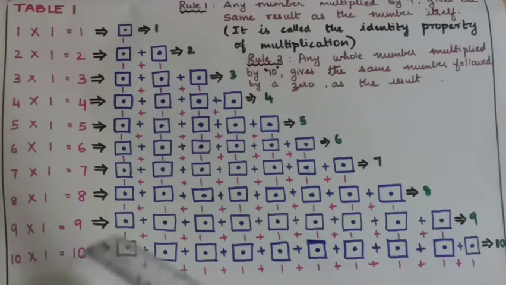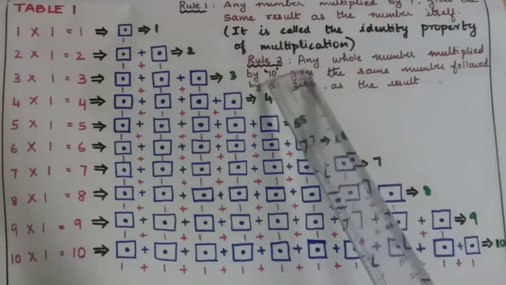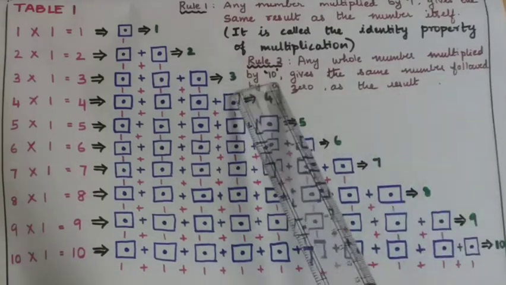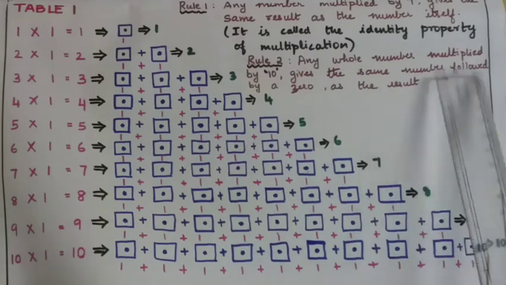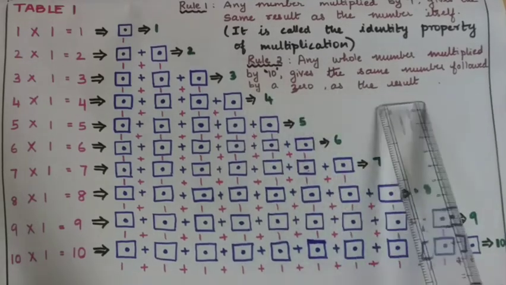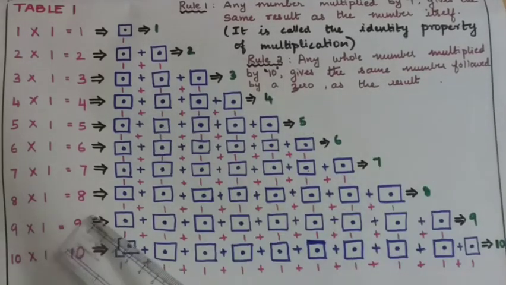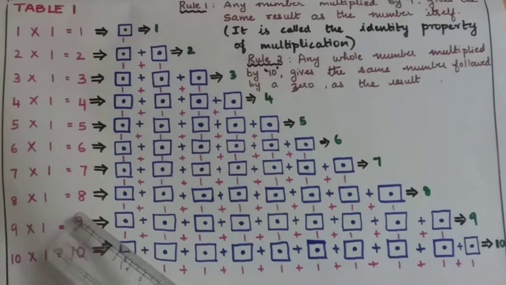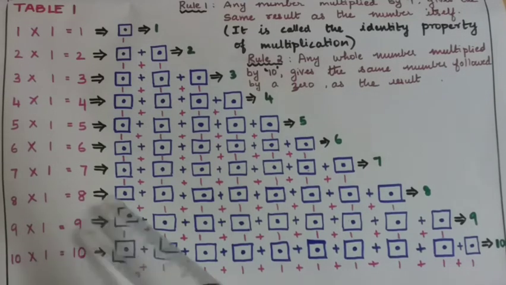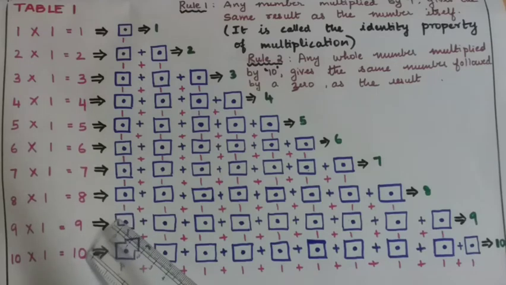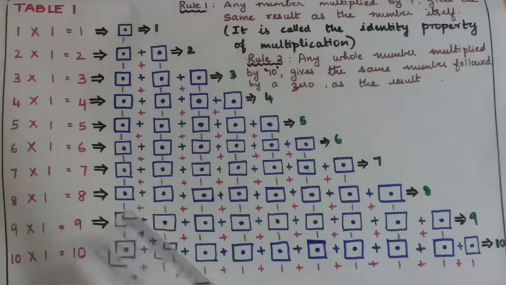So when we see the last row 10, another rule has to be introduced. Any whole number multiplied by 10 gives the same number followed by a 0 as the result. So 1 is being multiplied by 10, so you need to put 1 followed by a 0, which gives the answer 10. So by knowing this rule, learning table 10 is going to be easy.